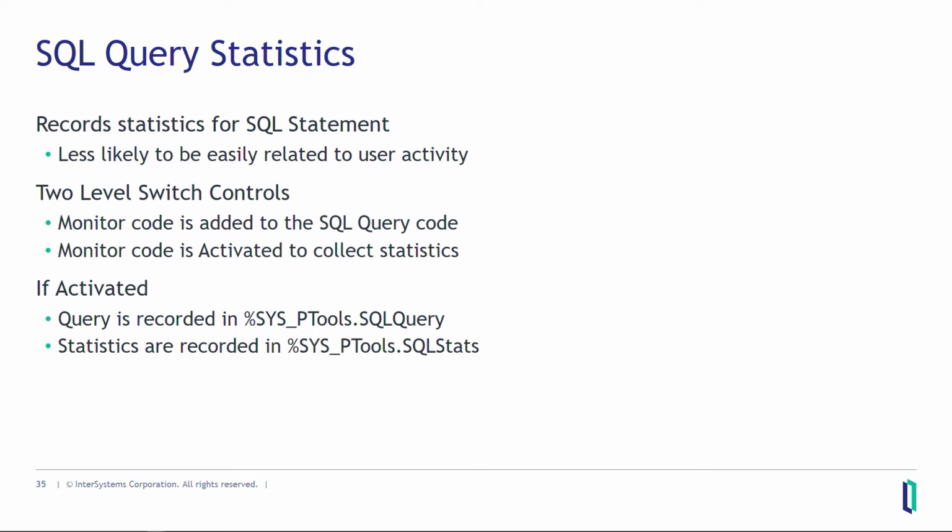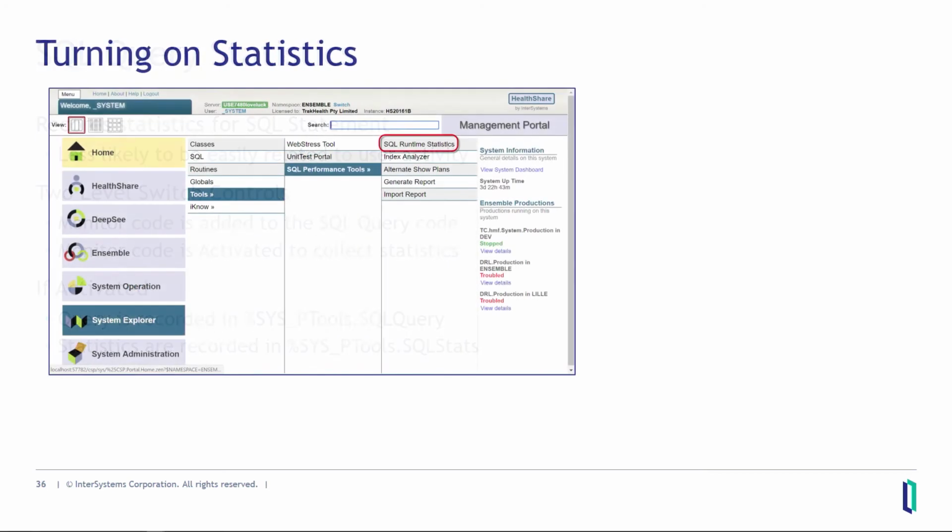There are two-level switch controls. At one level it includes hooks, different to the CSP hook code, but a broadly similar concept, so that every query has the implementation in it, and then there's a second level to actually activate those hooks so it's collecting data. If it has been activated, then the query is put in one table, and the statistics associated with it are added to another table. Every time it's executed, it puts a row into that table. It's turned on through the management portal.